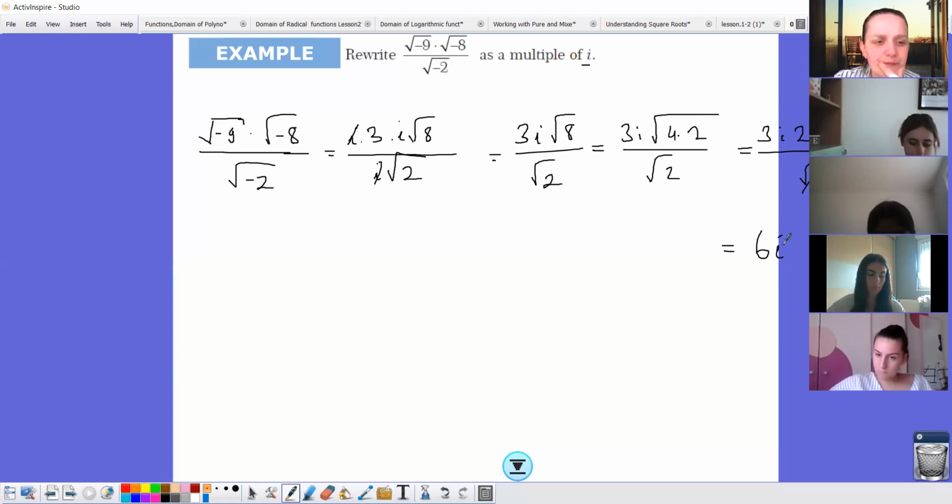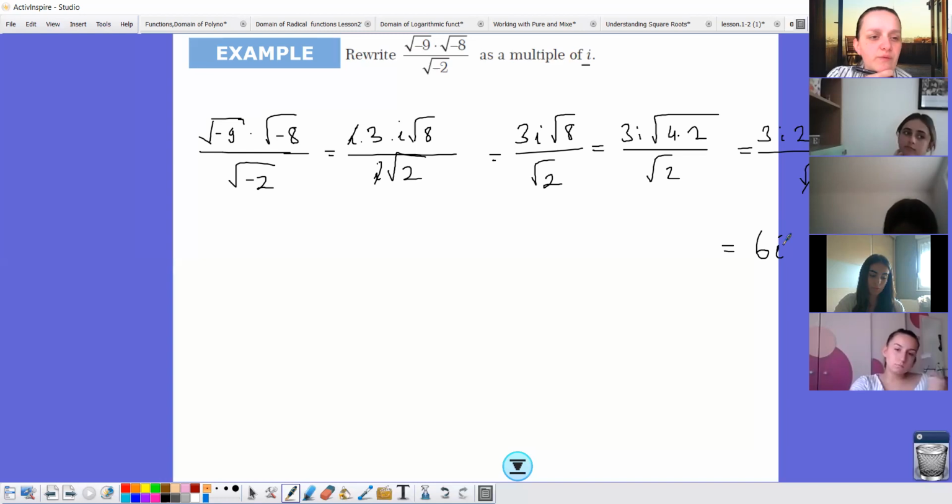Is it okay? Did you understand the logic of this i part, how we're writing the i, where we are writing the i? Yes, teacher. Okay.